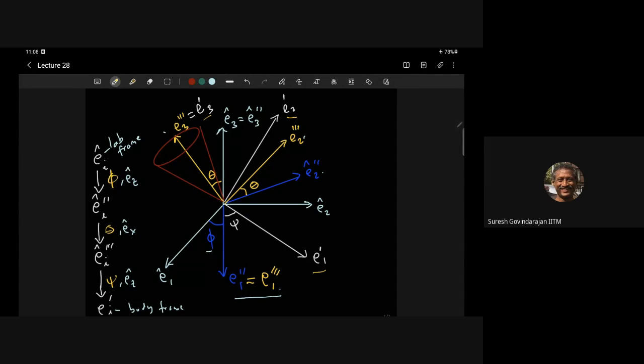So I've drawn a cone, but a cone is just an example of a symmetric top. The top need not be a cone; I'm just using a caricature or an approximation. So E3 triple prime, or E3 prime, is the symmetry axis of the cone, and theta is the angle between the first z-axis and the final z-axis. It's worth remembering that this is what is happening.